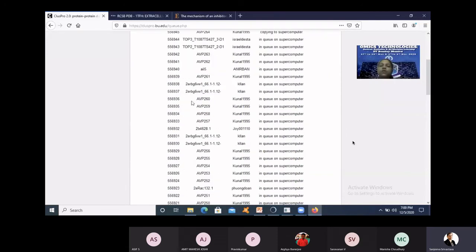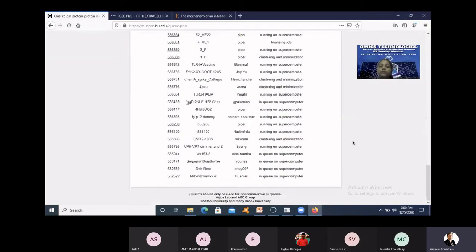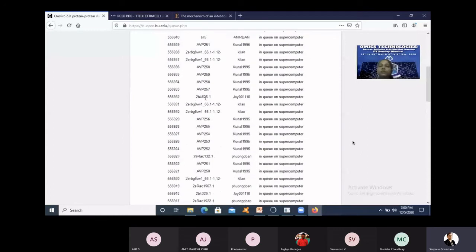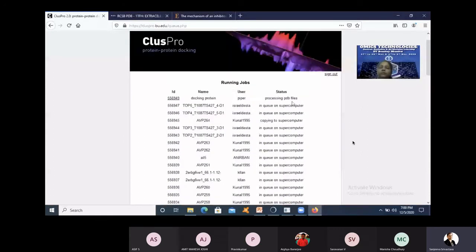All the scholars and researchers throughout the world can access this ClusPro server and upload their protein docking studies here. This is freely available software which everyone can use. And if you can see here, our study, the docking protein, our job, is already uploaded. So we can keep checking the status.